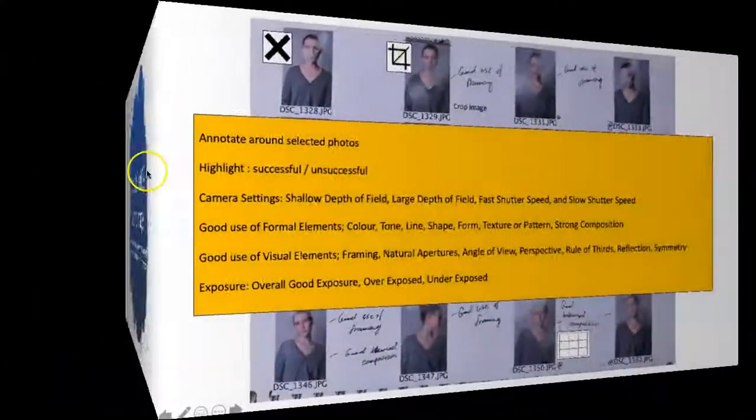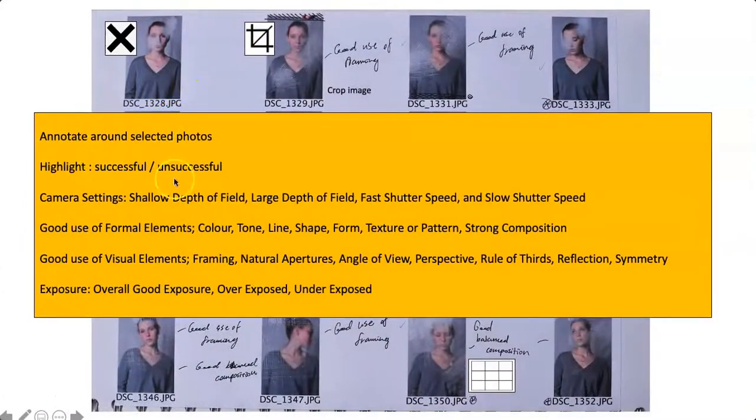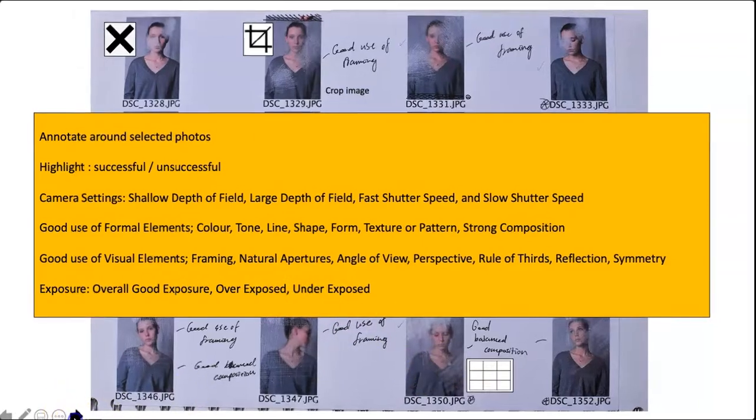So when you're annotating and thinking about your images, you need to make sure that you highlight which ones are successful and which ones aren't. Think about emphasizing the camera settings as well. So what was the depth of field? What was your shutter speed like? And then always refer back to the formal elements and the visual elements too. And think about the lighting. Was the exposure good? Was it underexposed or was it overexposed? And always try to annotate that so it's clear that you understand these terms.